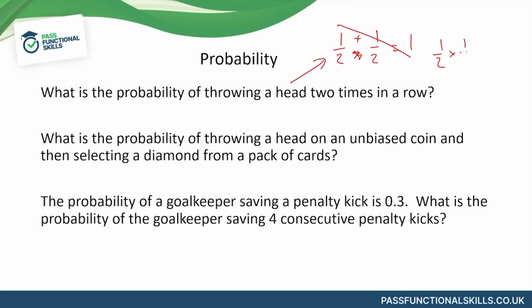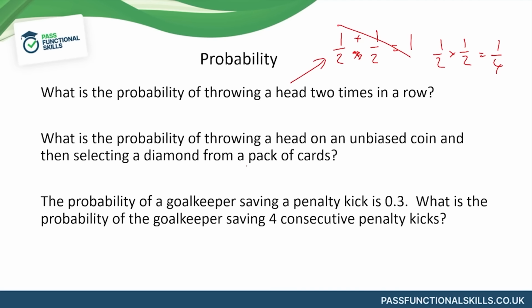So when we are dealing with multiple events, we multiply the probabilities, and a half times a half is a quarter. And that makes sense. If the probability of 1 head is a half, it's got to be less likely that you're going to get a head then a head. It wouldn't make sense for it to be more likely.